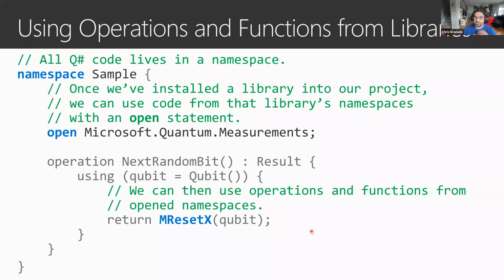So when I do that, all the Q# code that I write as a user lives in a namespace, and then I can open up the different namespaces that are made available by library to get access to the different functions and operations they provide. So for instance, if I want to do an X basis measurement and then reset the qubit using that measurement, I can use the MResetX operation provided by the Microsoft.Quantum.Measurement namespace in the Q# standard library.